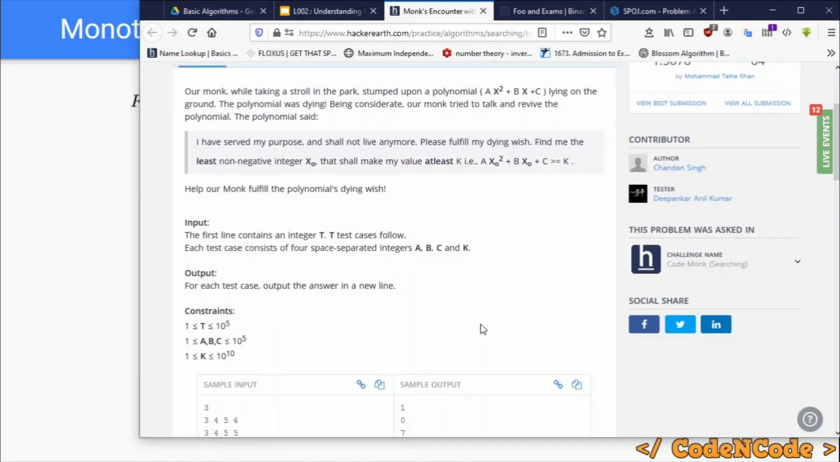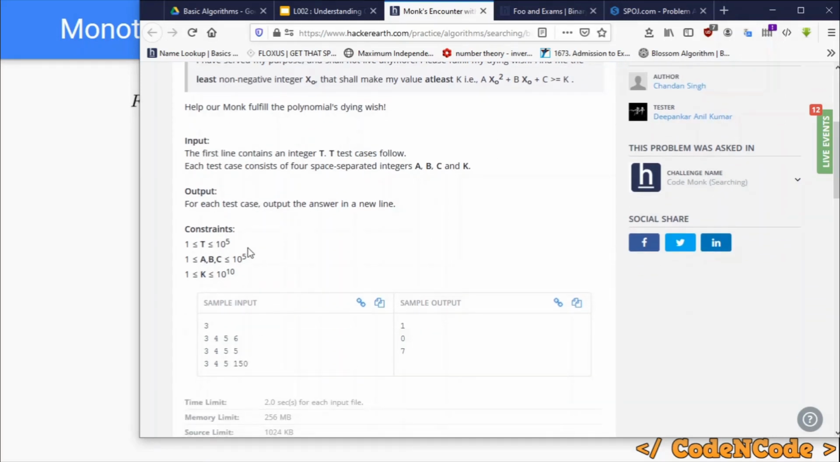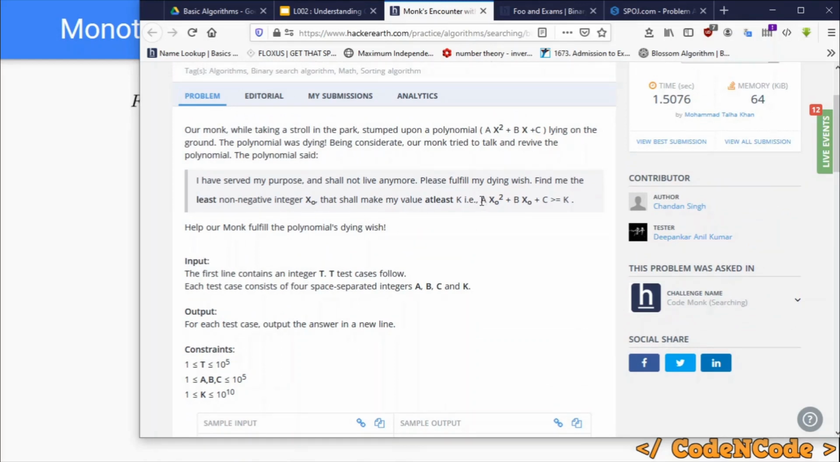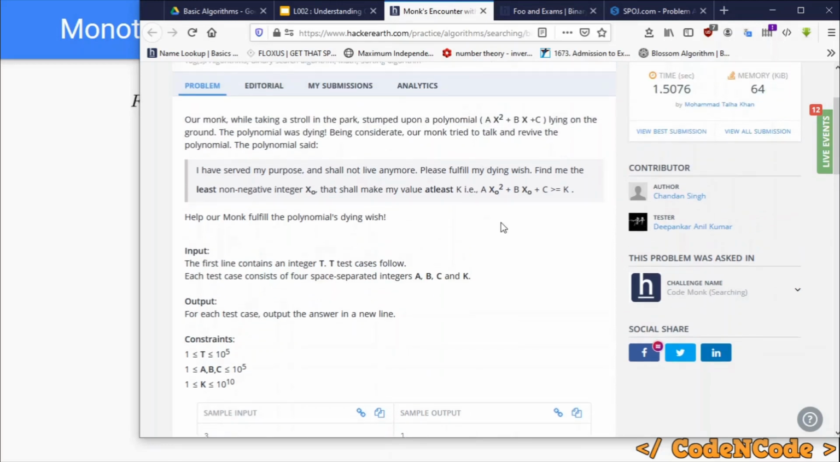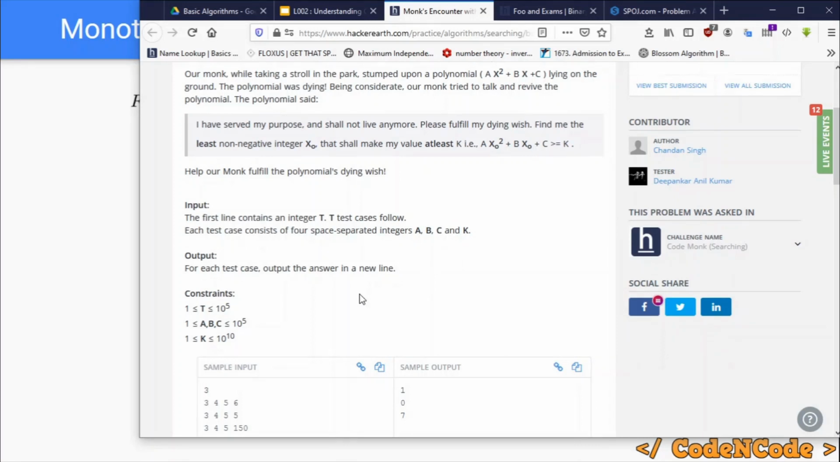So Monk has a polynomial ax square plus bx plus c. There are t test cases, which can be as large as 10 to the power 5, and each time you'll be given 4 integers a, b, c and k. A, b, c are the coefficients of x square, x and the constant term respectively, and we have to find the smallest x such that ax square plus bx plus c is greater than or equal to k, which is the 4th integer in the input. All of a, b, c and k are strictly positive integers.